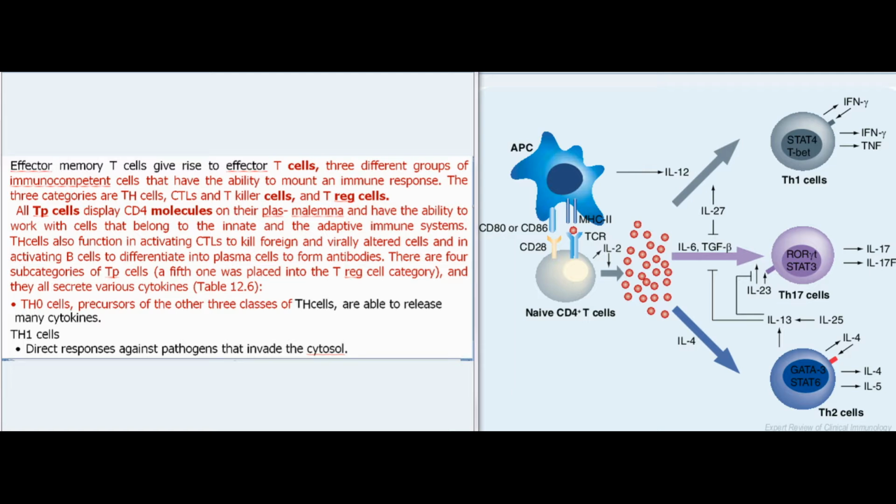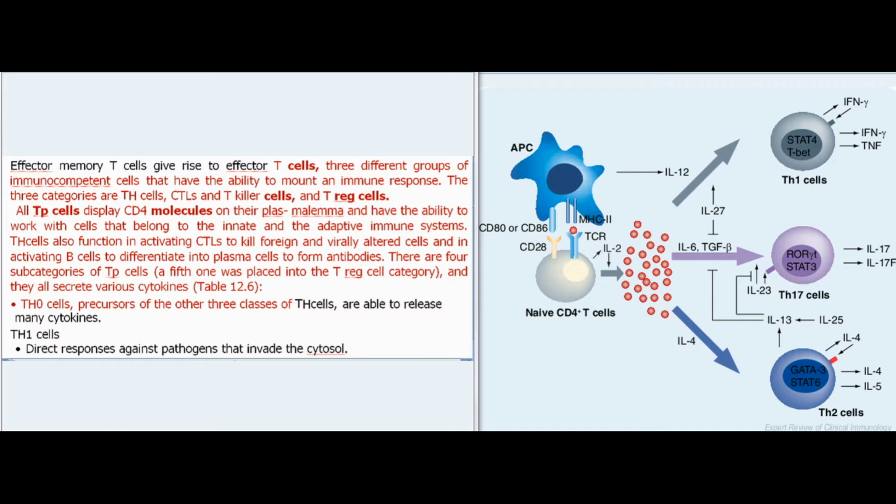Effector memory T cells give rise to effector T cells, three different groups of immunocompetent cells that have the ability to mount an immune response. The three categories are Th cells, CTLs, or T killer cells, and Treg cells. All Th cells display CD4 molecules on their plasmalemma and have the ability to work with cells that belong to the innate and the adaptive immune systems.